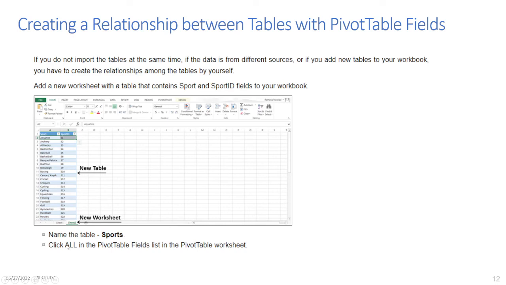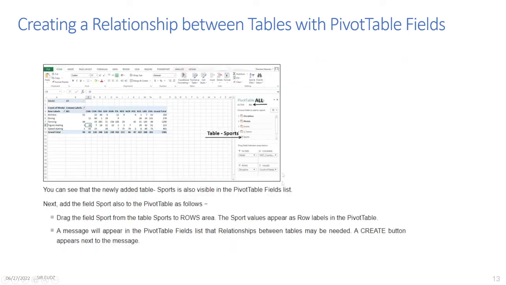So the name of the table is sports, and click all in the pivot table fields list in the pivot table worksheet. Then we have here the new table. You can see that the newly added table sports is also visible in the pivot table field list. Next, add the field sport also to the pivot table as follows. So drag the field sport from the table sports to rows area, and the sport values appear as row labels in the pivot table.